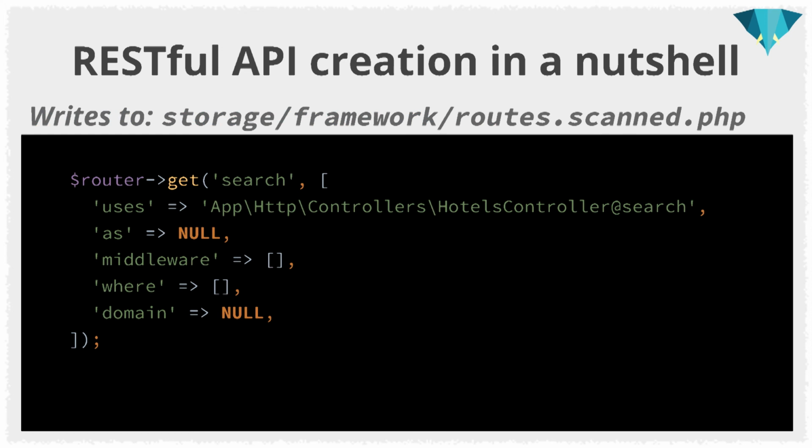So in the storage framework directory, we can see the result of this method. It produces a file called routes.scanned.php. And for now, we don't have any other options. So, for example, we have a middleware and a where that are empty arrays, and we're not limiting on a domain, and we're not using any aliases. So those values are null.